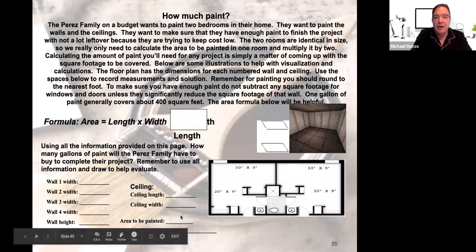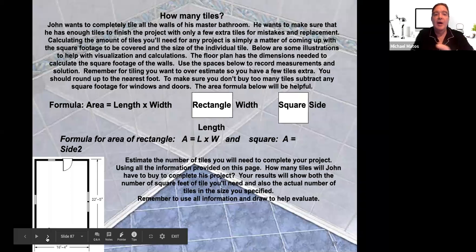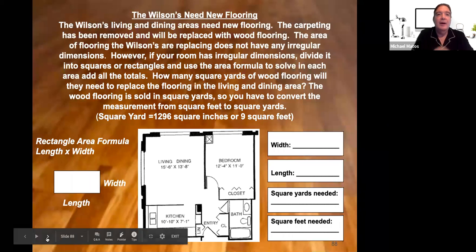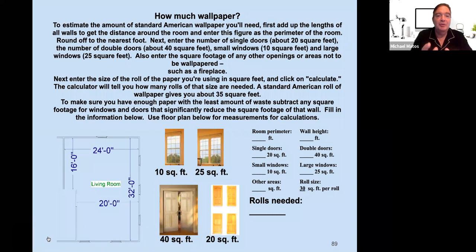All of these are areas where you could input information. You have all your pictures you need, all the measurements you need. All of these were created just to relate that everyday life stuff that you might need to these math skills that are very important. How many tiles? How much flooring does the Wilson family need? How much wallpaper?